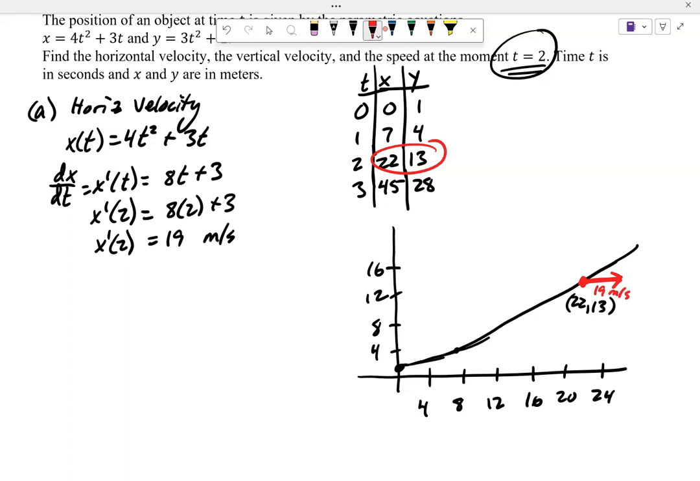The length of this is representing how fast it's going, right? Longer length, faster it's going, if you're thinking back to your vectors from your trigonometry course.